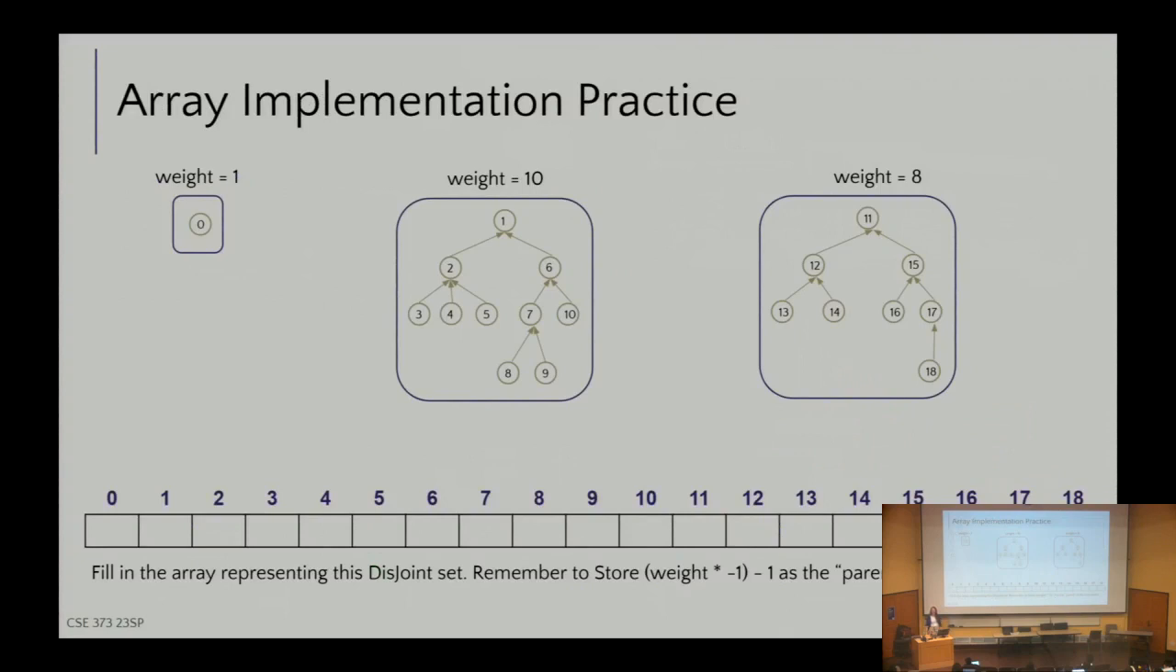You do it now. Let's see how you actually feel about it. Go ahead, take 3 minutes, fill in this array representing this disjoint set. So you're not making any changes, just look at the state of this disjoint set and translate it into this array. I'm pretty sure this is the question from your exercise. We'll check back in like 3 minutes.